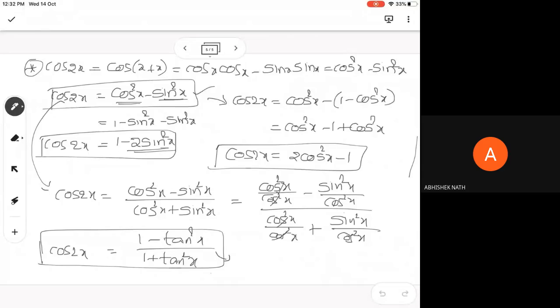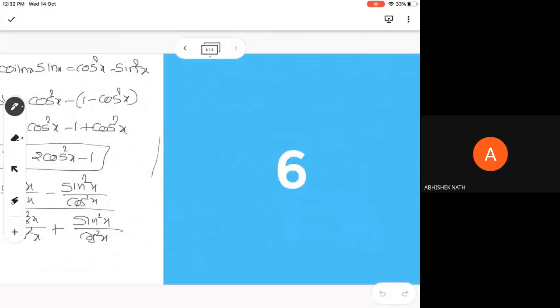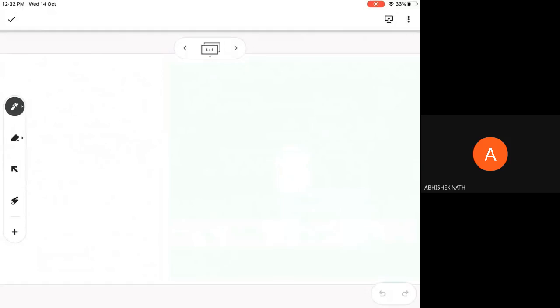Yes, sir. Can you tell me, with the help of this, it is not there in your textbook, you try to find what cot 2x will be in terms of cot. I am giving this to you as homework, means you try at home. Think about what cot 2x is in terms of cot only.